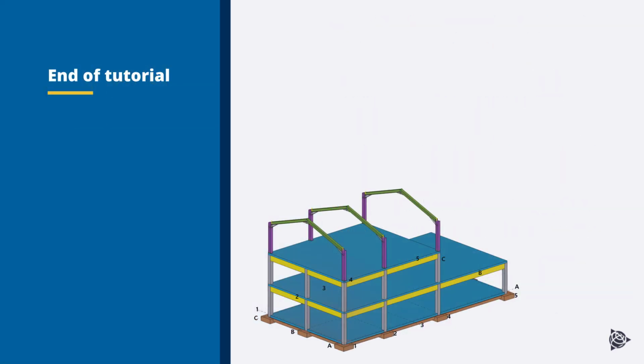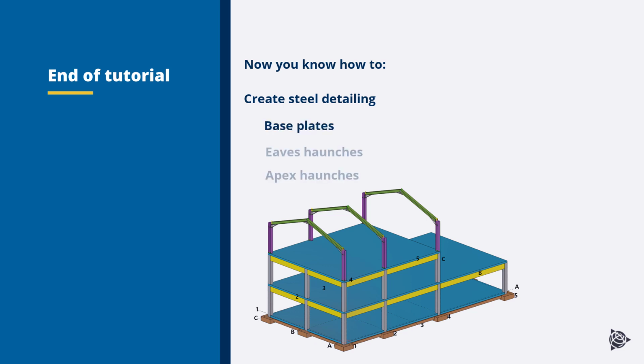You have now reached the end of this tutorial. In this tutorial, you learned how to create steel connections to your model. You learned how to add base plates, as well as connections for the steel beams. You can now close this tutorial and proceed to the next.